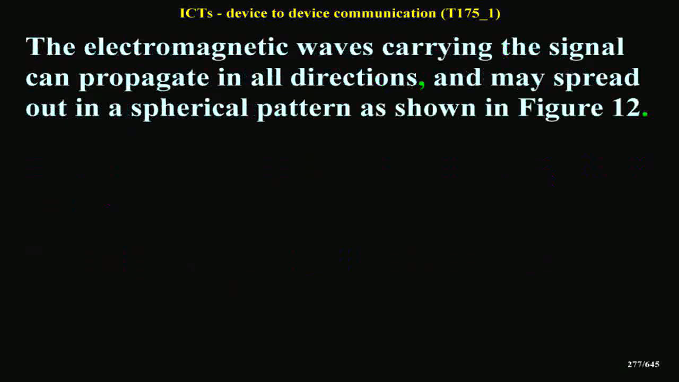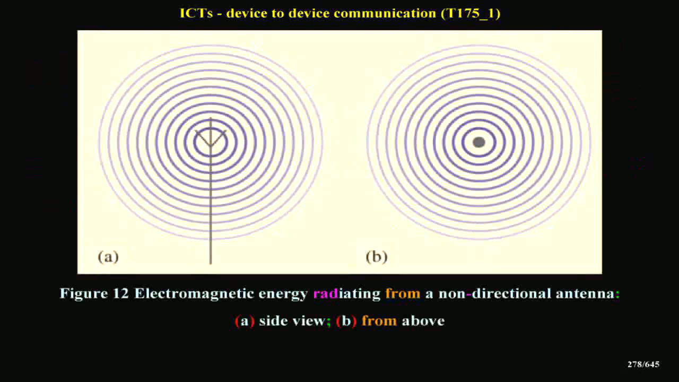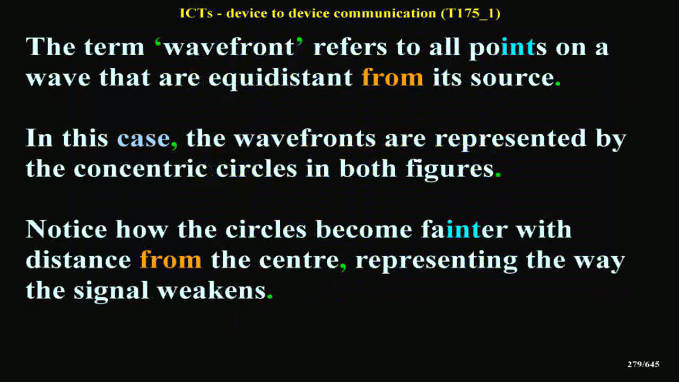The electromagnetic waves carrying the signal can propagate in all directions, and they spread out in a spherical pattern as shown in Figure 12. Figure 12: Electromagnetic energy radiating from a non-directional antenna. A, side view. B, from above. The term wavefront refers to all points on a wave that are equidistant from its source. In this case, the wavefronts are represented by the concentric circles in both figures. Notice how the circles become fainter with distance from the center, representing the way the signal weakens.